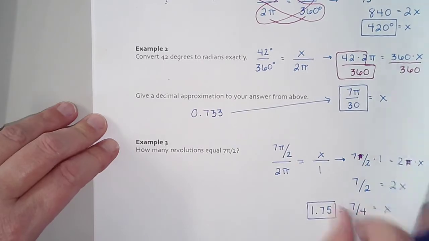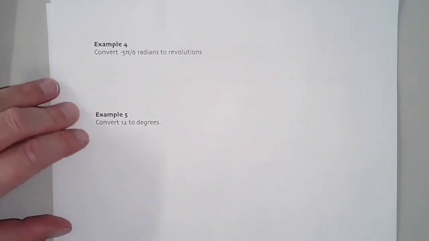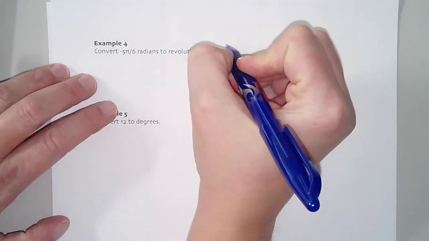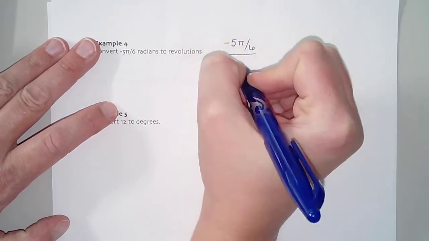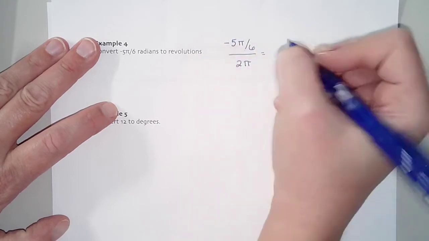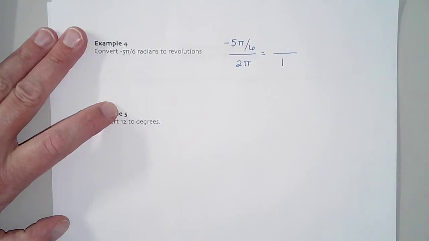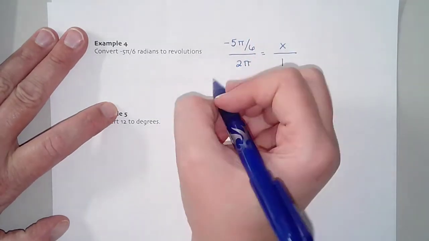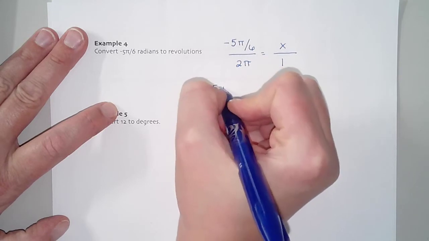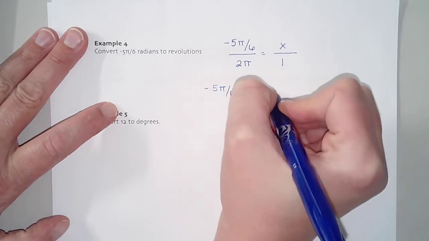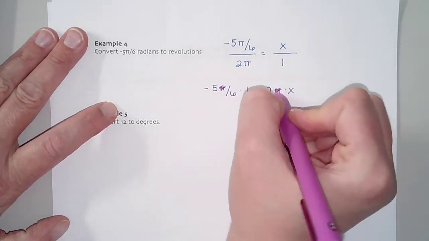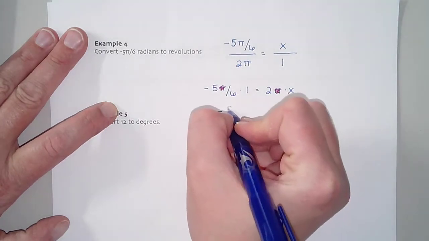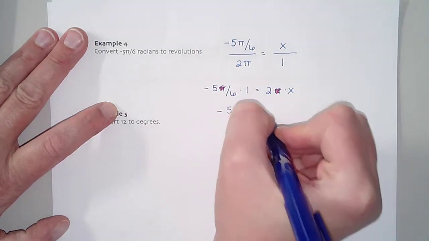Okay, a couple more examples here. All right, negative 5 pi over 6 radians to revolutions. So I think that's similar to what I just did. Don't let the negative freak you out. Negative 5 pi over 6, and that's over 2 pi, because we're living in the land of the radians. I want to know how many revolutions that is, so I'm comparing it to 1 revolution. And so I'm going to say negative 5 pi over 6 times 1 equals 2 pi times x. Get rid of my pi's here. So I end up with negative 5 over 6 equals 2x.